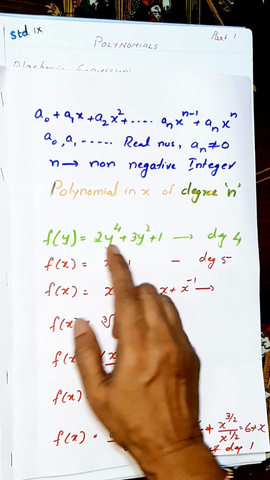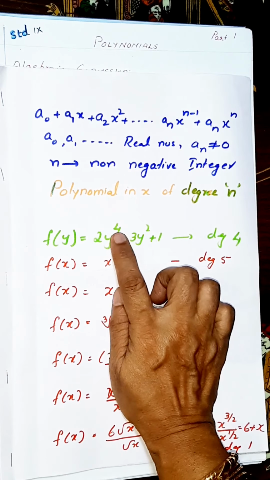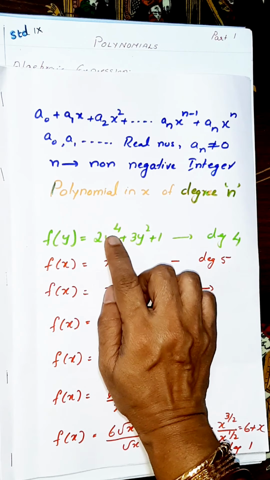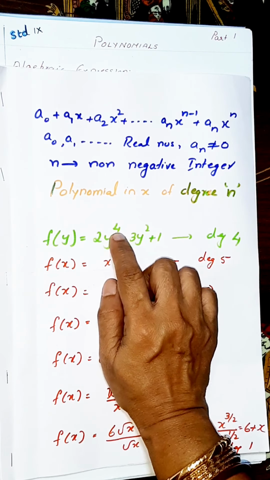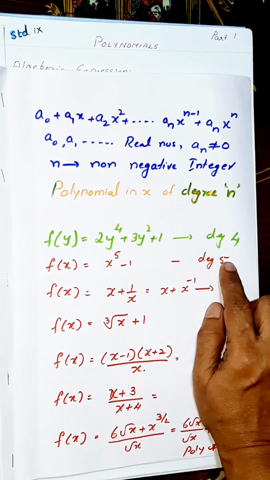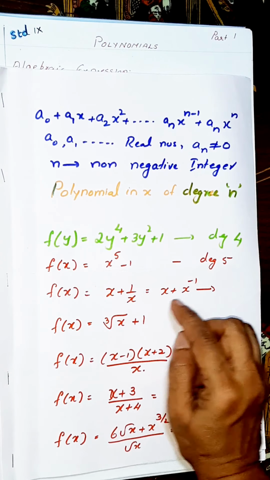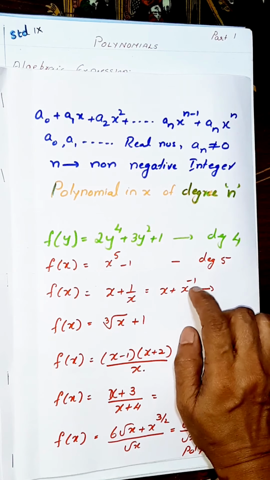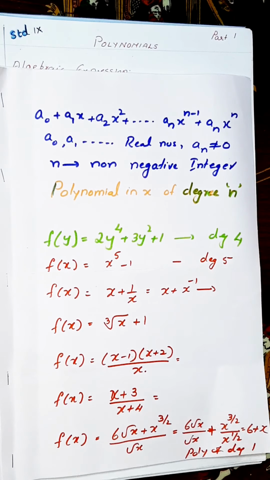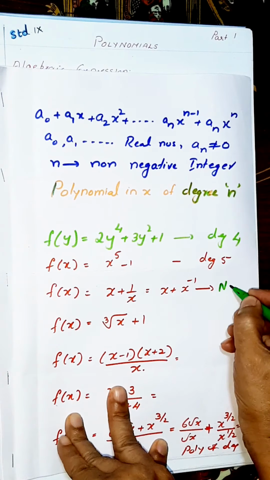Here it is a polynomial in one variable, in the variable y, and if you see, all the powers are positive integers, and the highest power is 4. So the degree of this polynomial is 4. Here if you see, it is 5. Now in this one, x plus 1 by x, 1 by x can be written as x to the power of minus 1. So now you have a negative exponent here. So this is not a polynomial.